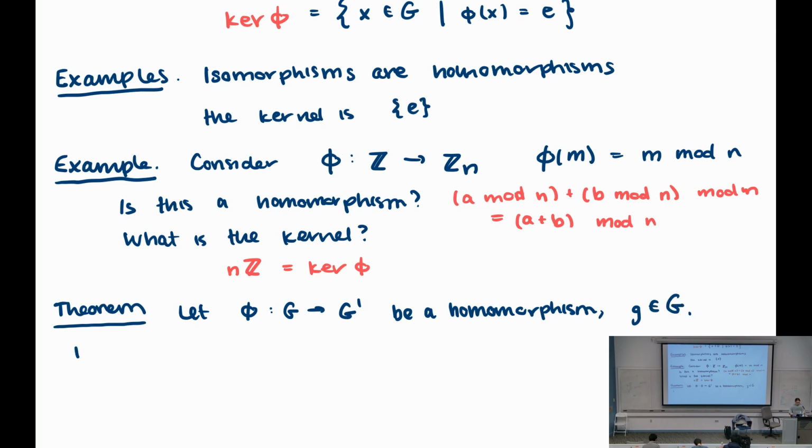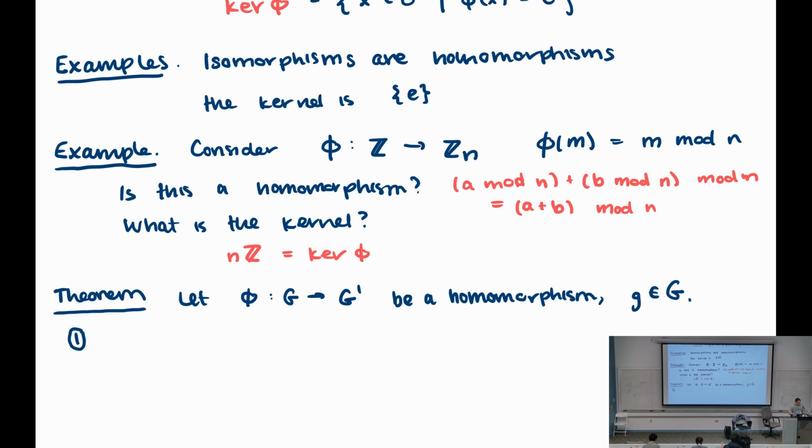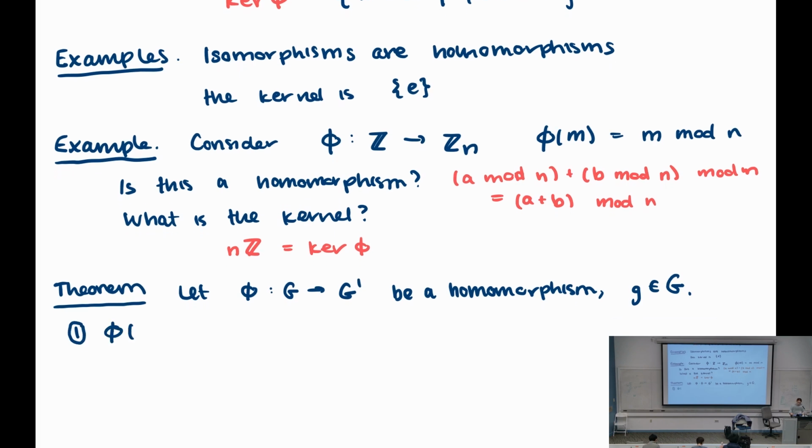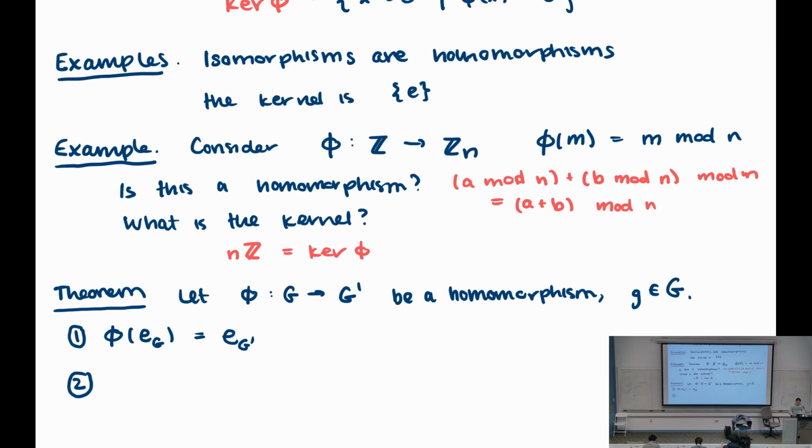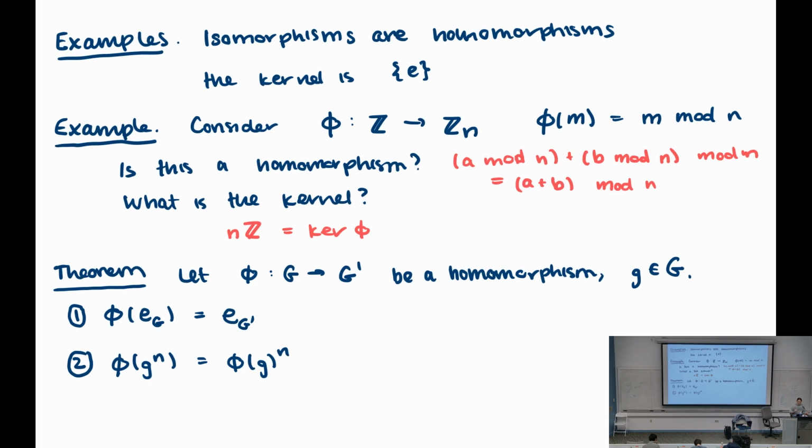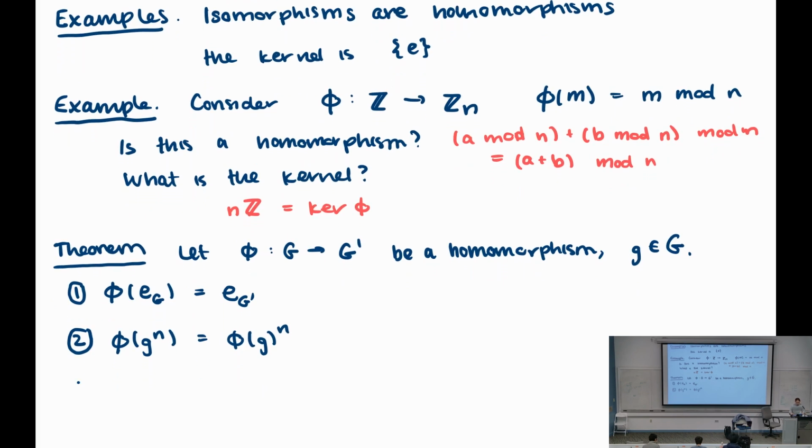Okay, then we have the following things. 1: phi of the identity, and I'll just denote this with a subscript G so that we're not confused about which identity element I'm talking about, is going to be equal to the identity element of the group G prime. 2: phi of the element g to the n is equal to first taking phi of g and then raising that to the nth power. And this is true if n is a positive or negative integer.